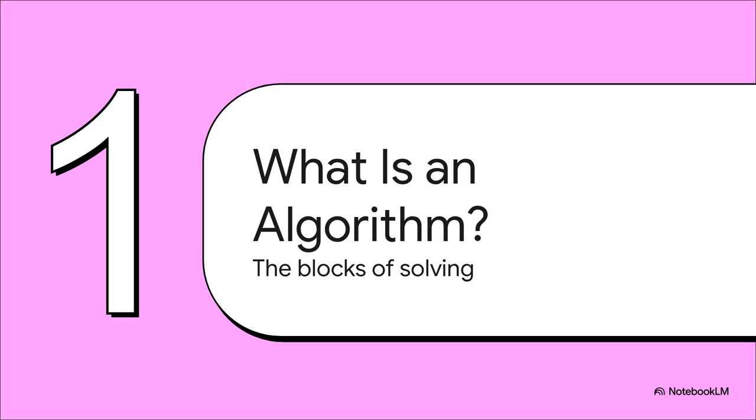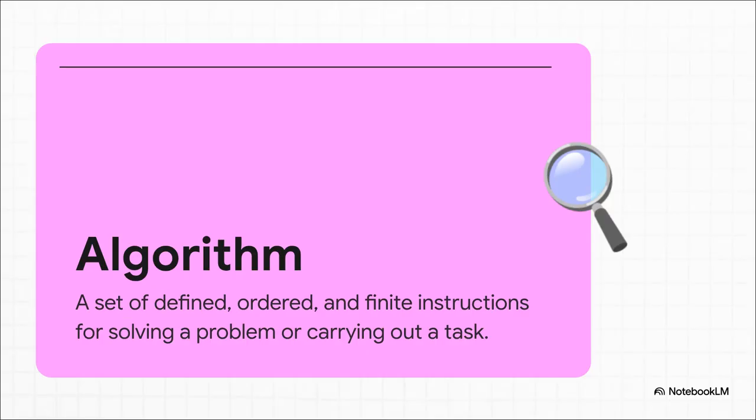What is an algorithm? Really? Now, this definition might look a little formal, but it's exactly what we were just talking about. Just think back to our cake recipe. It was a set of defined instructions. Add 2 cups of flour. It was ordered. Mix the dry ingredients before the wet. And it was finite. It ended when the cake came out of the oven.